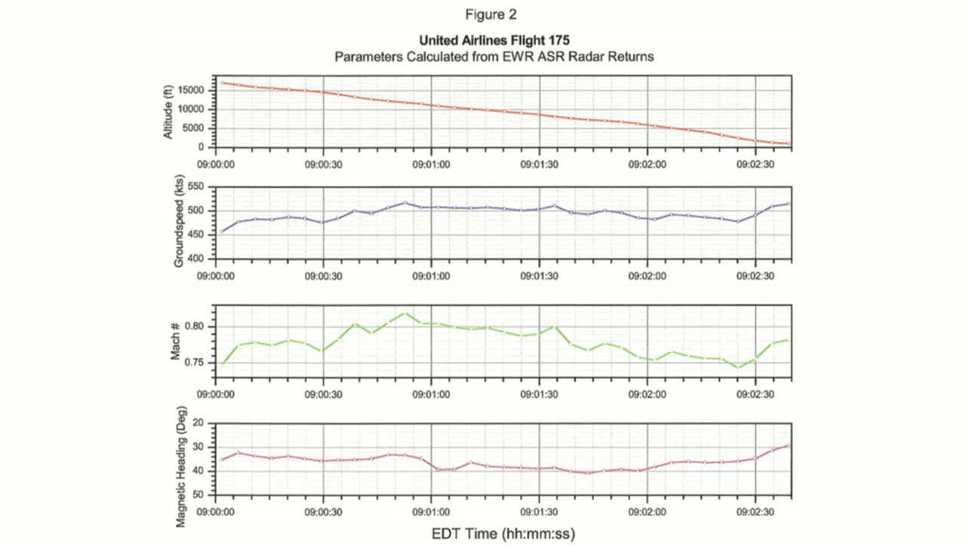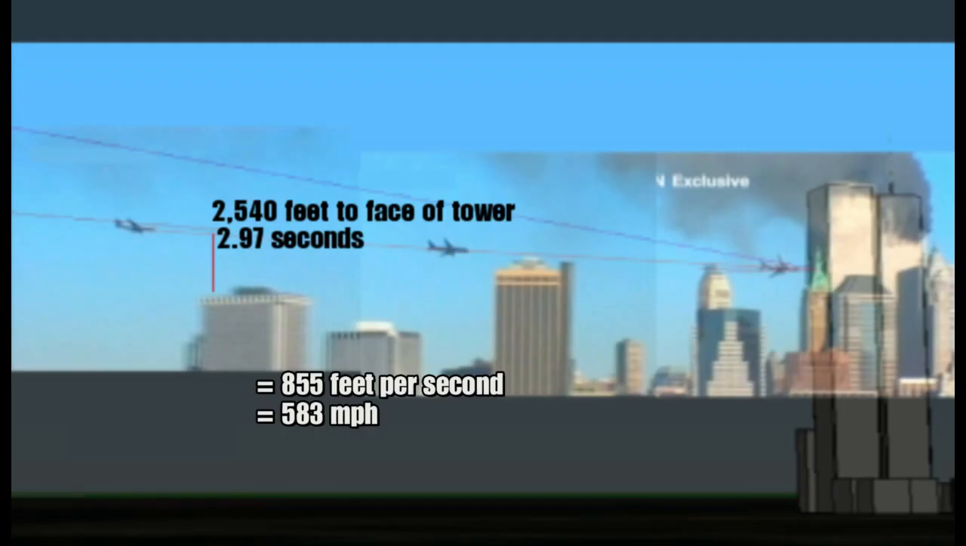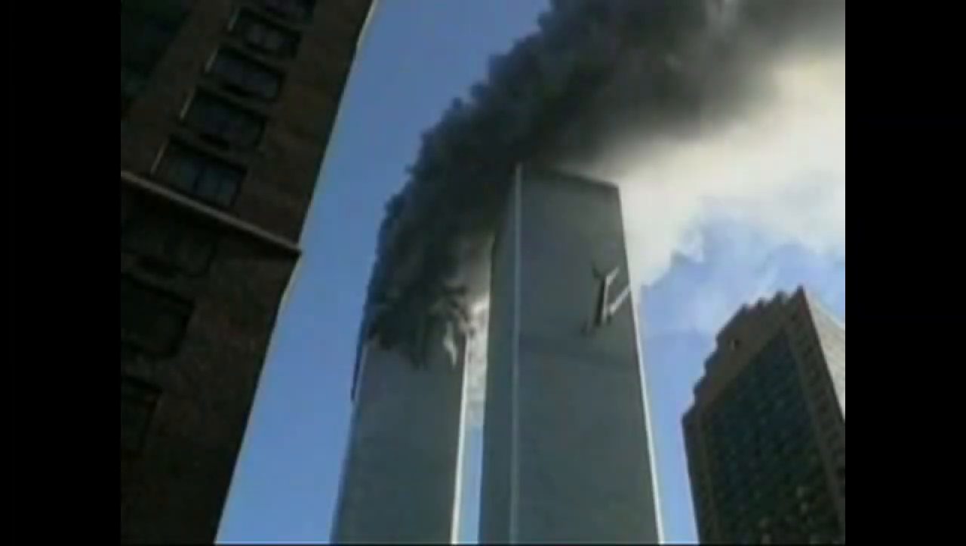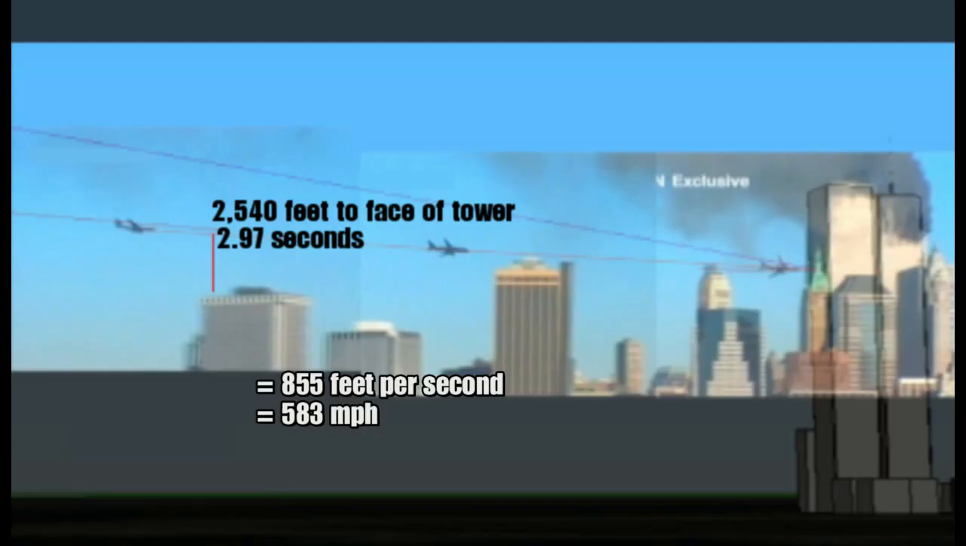The speed of Flight 175 given in the Daniel R. Bowes report is in the region of 580 miles per hour. I have verified this speed to be correct using the 3D model. So the impacts show impossible physics. 767s cannot travel over 500 miles per hour at low altitude.